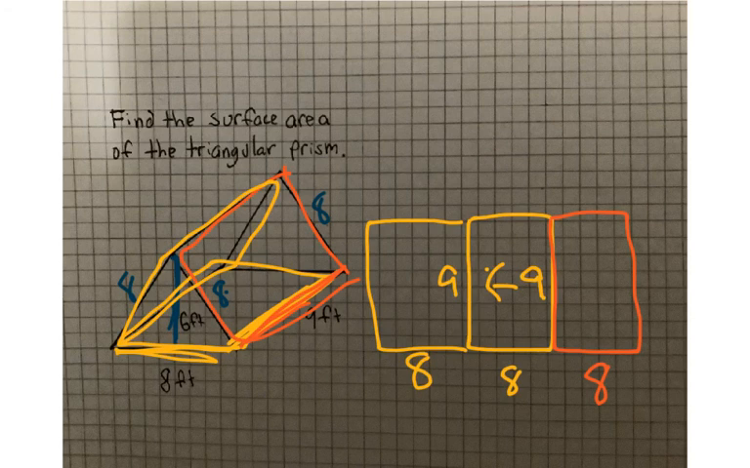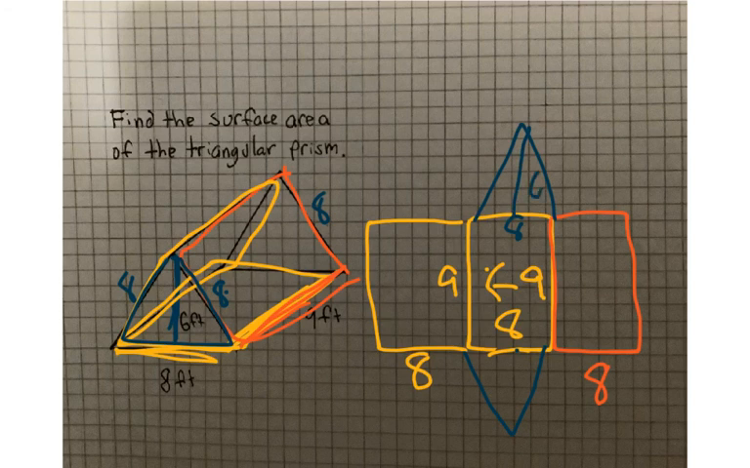Coming off of that, remember, all triangular prisms are the same. They all have 5 faces. So the other two faces of a triangular prism are here, here, and then I have another triangle here. Okay? Well, if this is 8, I know this is 8, and the height is 6.